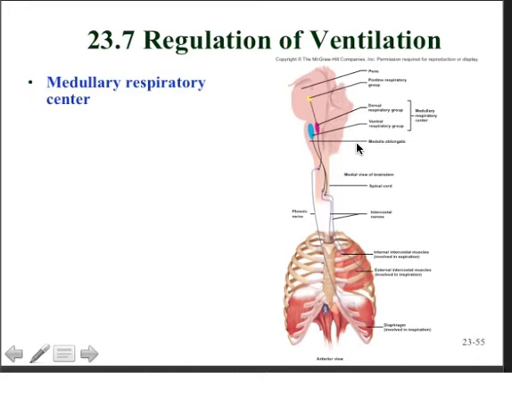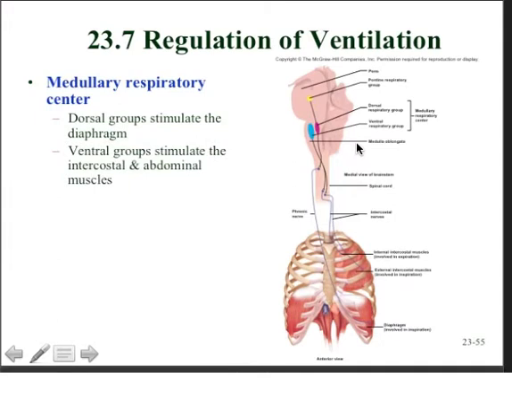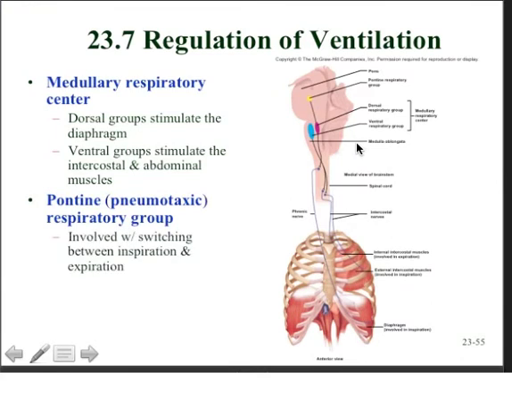And all this is the result of chemosensors that are stationed throughout the circulatory system, and they check the blood chemistry. The medullary respiratory center has dorsal groups that stimulate the diaphragm, the main muscle of breathing, and ventral groups that stimulate the intercostals and abdominals. The pontine respiratory group is involved with switching between inspiration and expiration. But of course, the timing of all this is regulated at the level of the brainstem. Okay? It's important that the brainstem stay intact, because otherwise your vital signs would shut down.